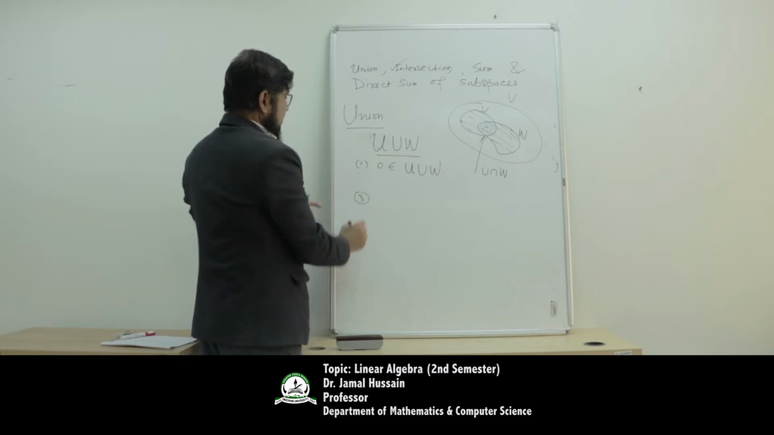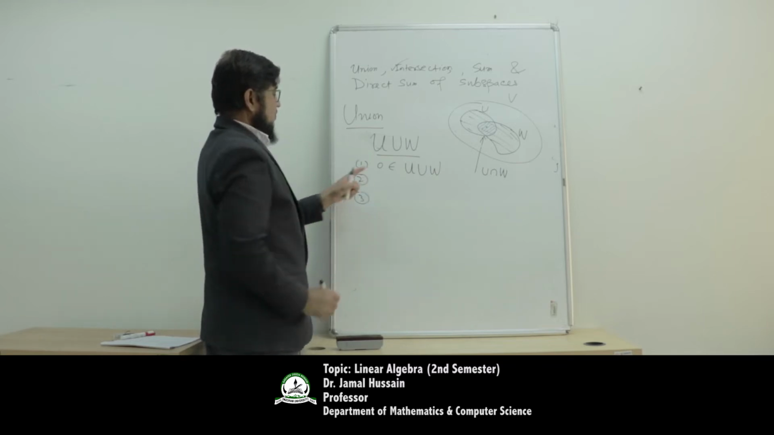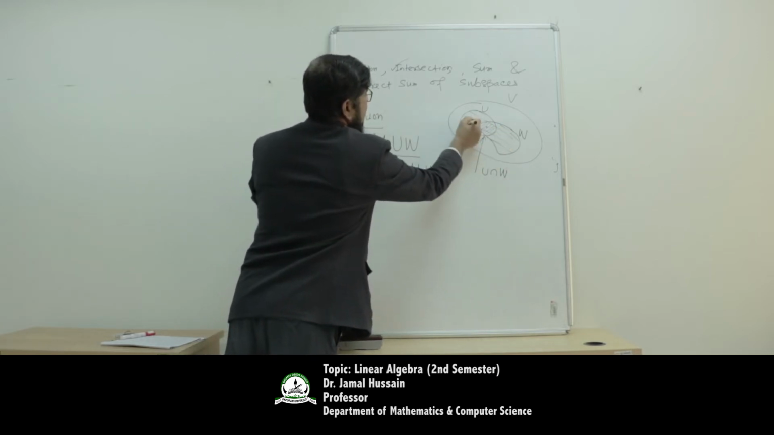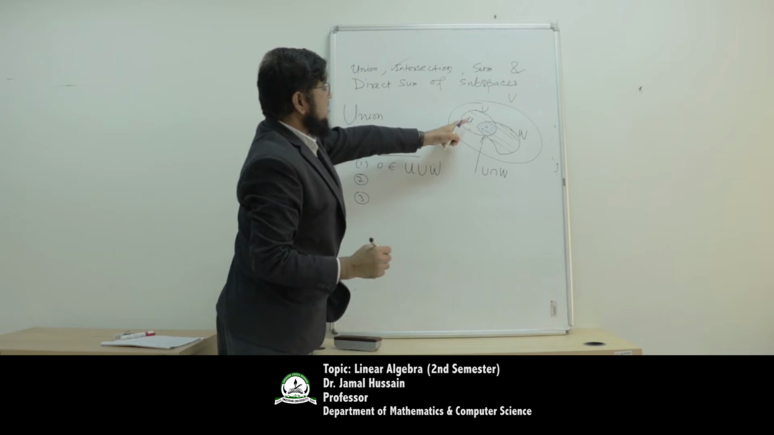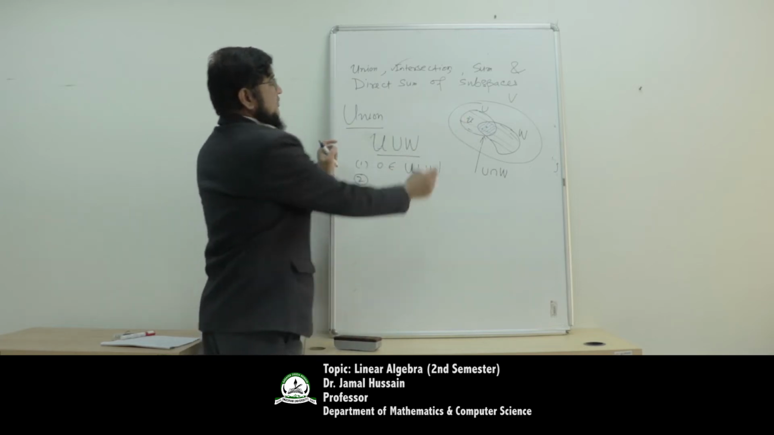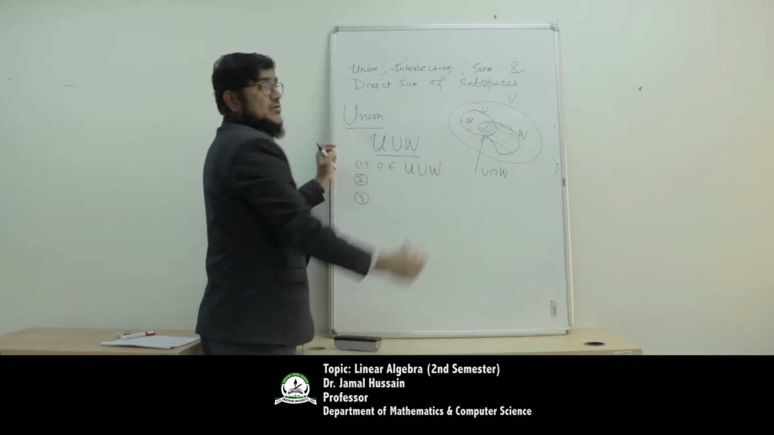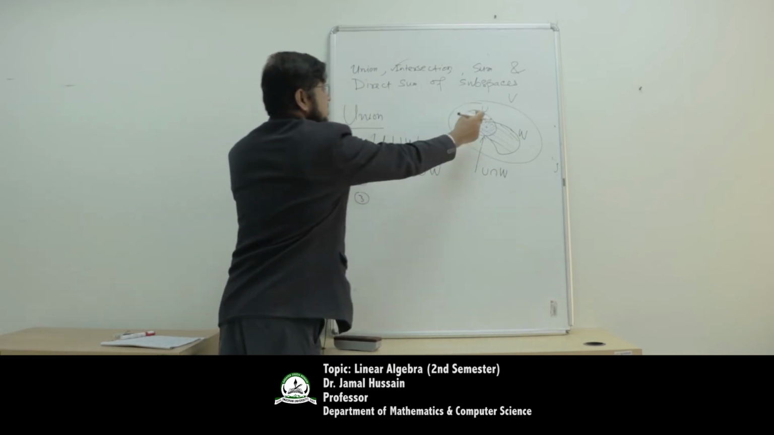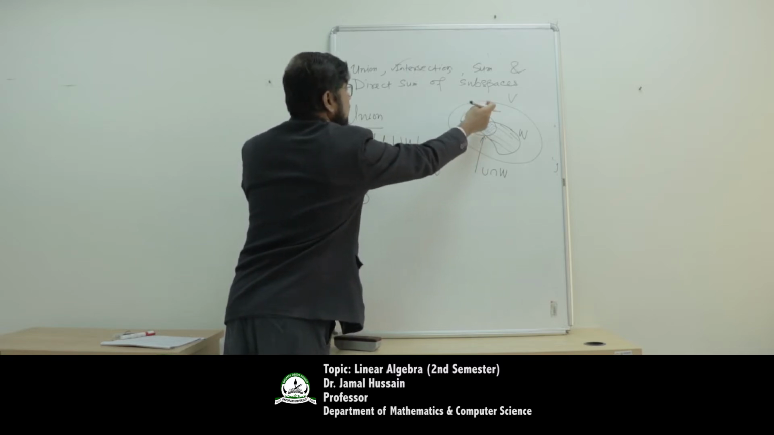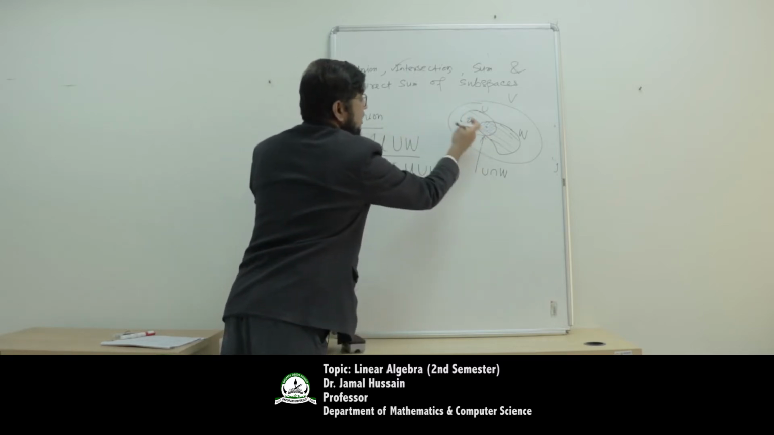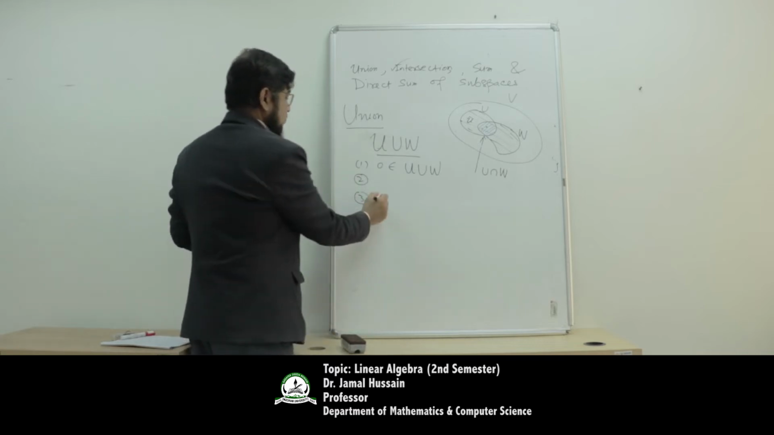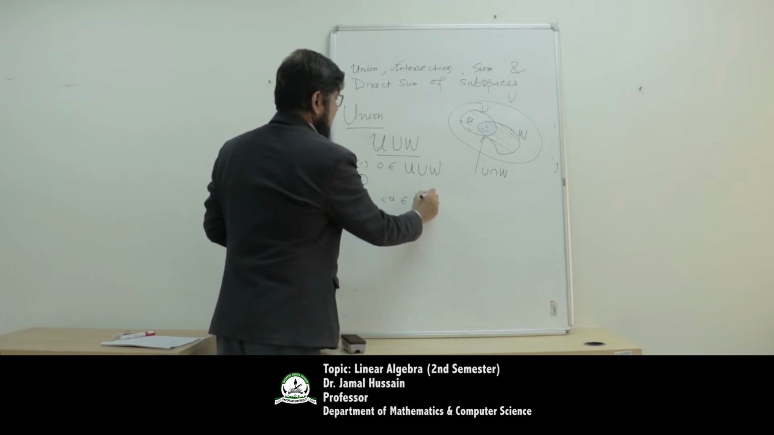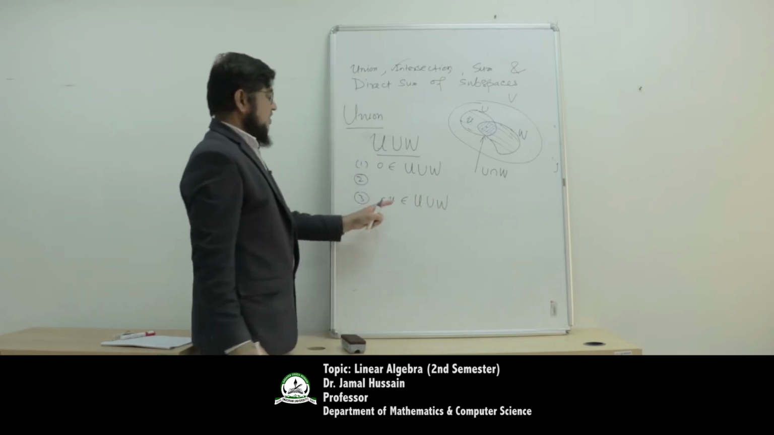Let me verify number 3 first before 2. Number 3 says scalar multiplication of any element. If I take any element, let's say in U here, and multiply by a scalar, whether that belongs to the union. We know it is in the subspace U, and since U is already a subspace, the scalar multiplication belongs to U. So if it is in U, again it will be in the union, and likewise for W. So this is satisfied for U union W. So this will be in the union.